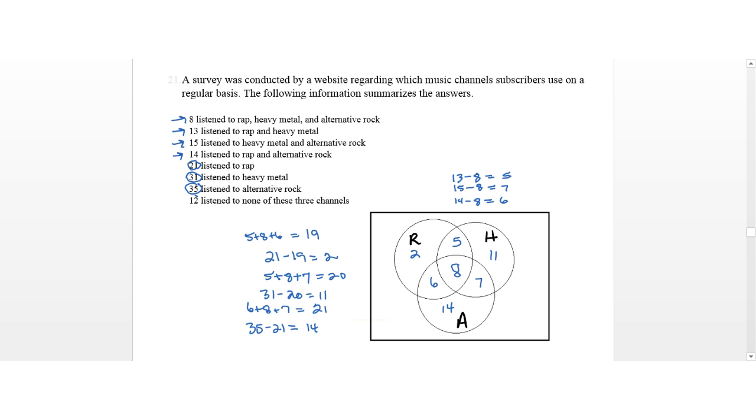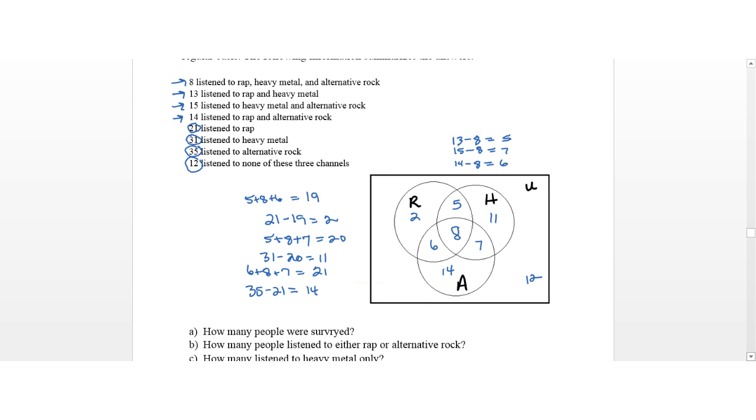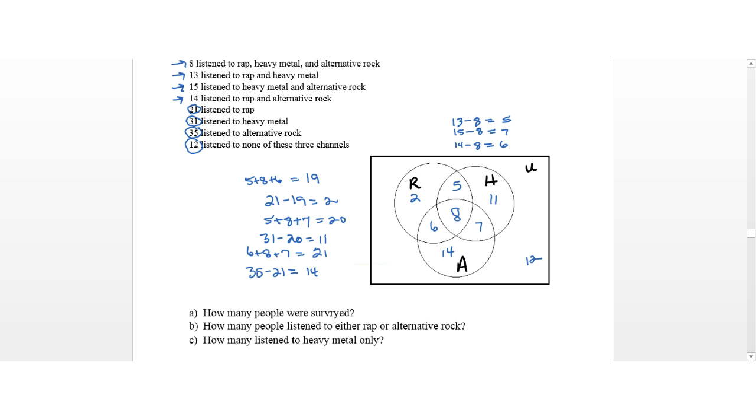And then lastly, we have 12 listen to none of these channels. So the 12 that listen to none of those channels will be the 12 listed in the universal set on the outside of all three of those music channels. So now that our Venn diagram is complete, we can answer additional question items.